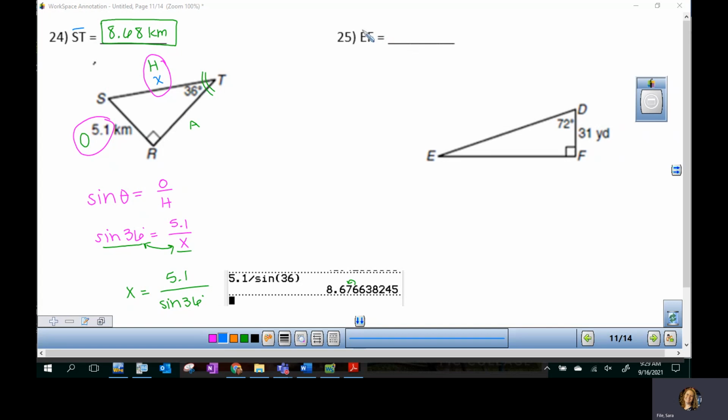All right, this time, EF is our missing piece we want to find. From the marked acute angle, that is opposite. 31 is adjacent. Here's the hypotenuse. So we have to use what we're looking for and what we know. So that's O and A. O and H is sine. O and A is tangent.